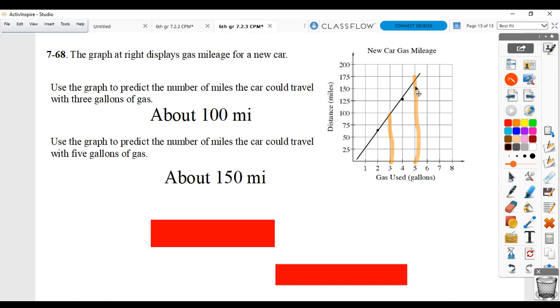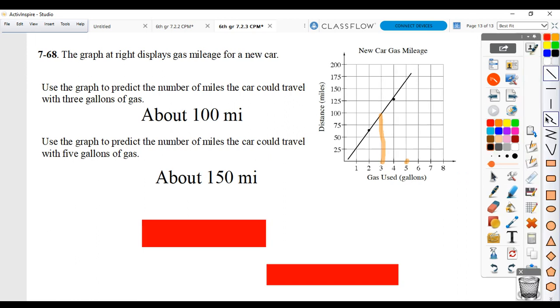Now you might say, okay, why is that not closer to 150? Well, probably because I didn't draw that very straight. And also my line is a little bit off, because it really should have gone through 0, 0 more correctly. This is why, even though it only takes 2 points to make a line, you get more accurate results if you do more than 2 points. So about 150.